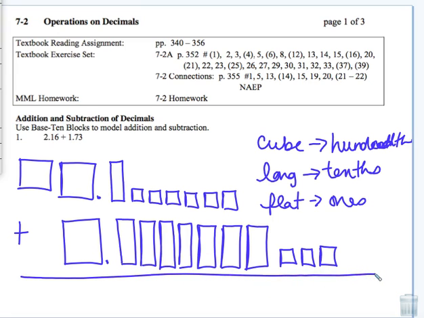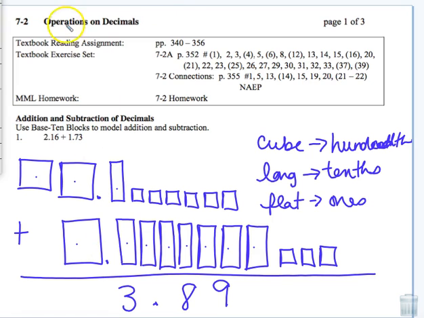When I add up my hundredths, I'm going to add up all of those cubes. I have 6 and 3, so I have 9 hundredths. When I add up my tenths, I have 1 and 7, so if I were to add all of these up, I would get 8 tenths. And then my ones, I have 1, 2, 3. So the summation of those numbers using base 10 blocks is 3 and 89 hundredths.